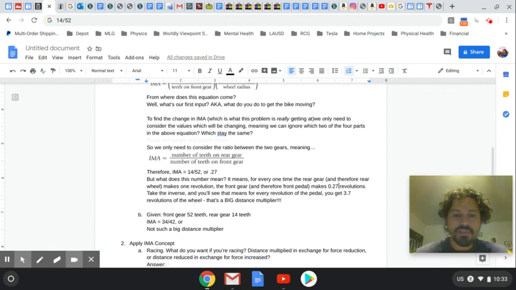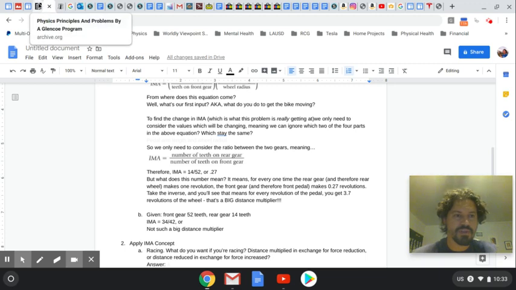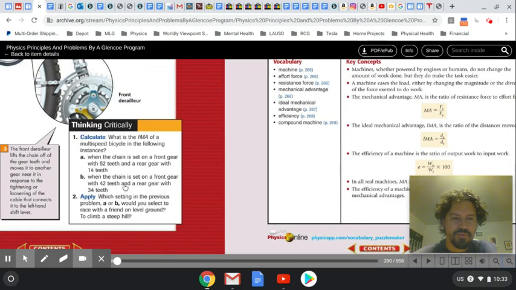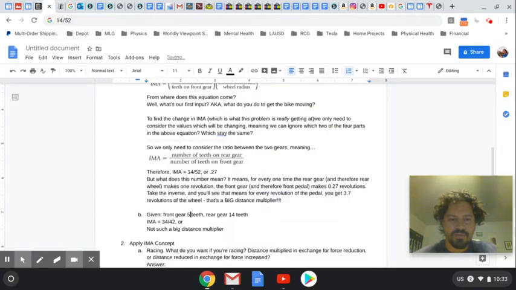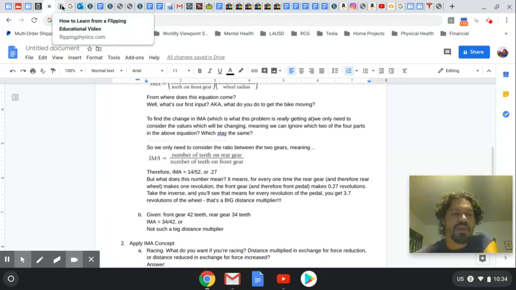Okay, let's look at the other scenario here. Oop, I forgot to change this. So let's look at the problem again, make sure I get it right. We had 42 teeth in the front and 34 in the back. So 42, 34. Okay, so there's our IMA. This time it's not such a big distance multiplier. This is going to be more of a force. It's not a force multiplier, but it's close to that.